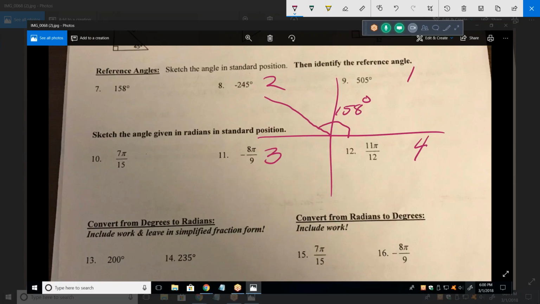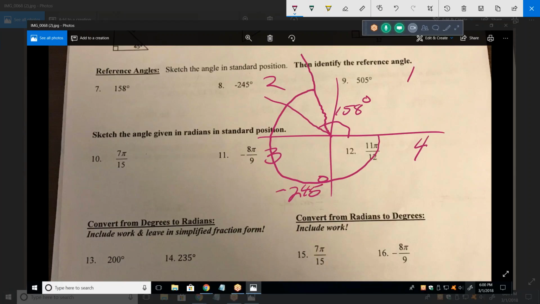About minus 245. How am I going to draw that? You're going to go the opposite way. Correct. So I'm going to go this way for 245. Well, that's 180. So which quadrant am I going to end up in? Quadrant 2 also. So if I went 180, I got to go another 65. So we'll call that minus 245.